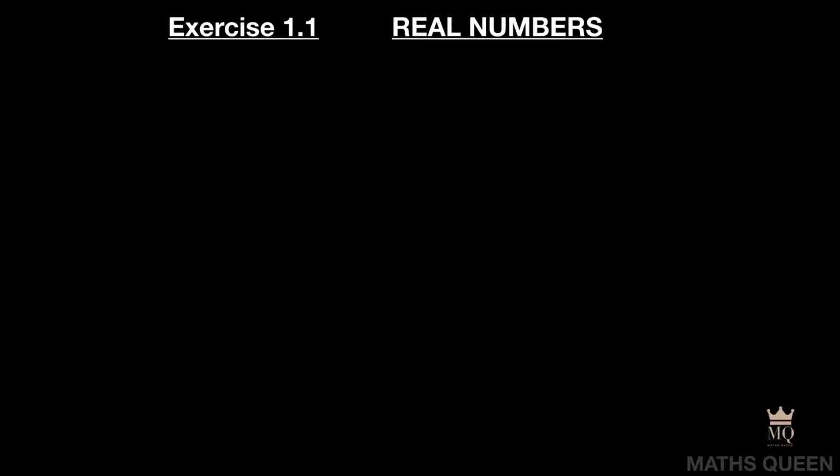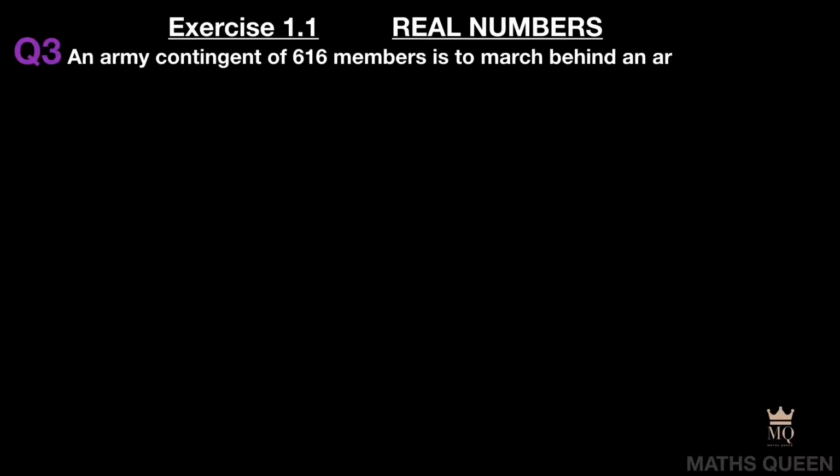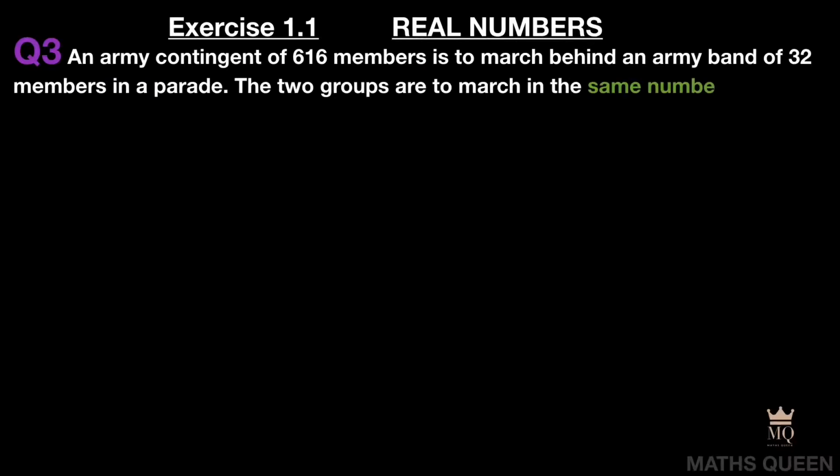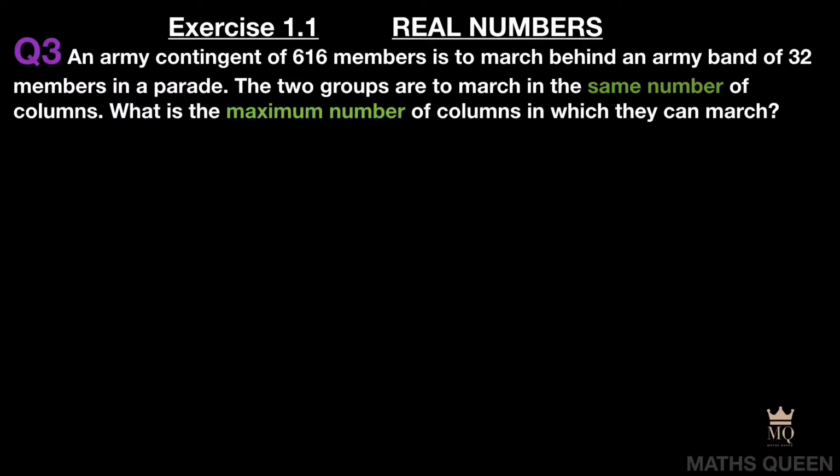Now you could also be asked to find the HCF of two numbers in a story problem. So let's jump into question number 3 of exercise 1.1. An army contingent of 616 members is to march behind an army band of 32 members in a parade. The two groups are to march in the same number of columns. What is the maximum number of columns in which they can march?